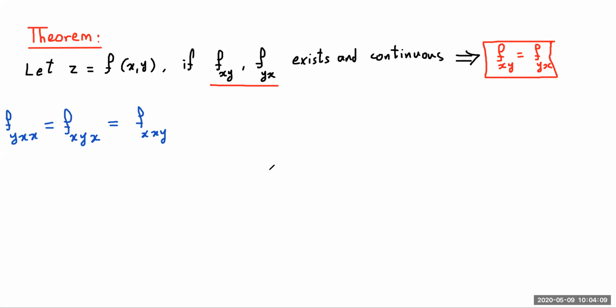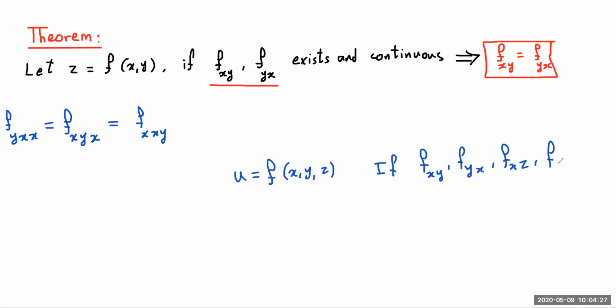Even if we have a function u in 3 variables, x, y, z, f, the partial derivatives fxy, fyx, fxz, fzx, fyz, fzy, if all of these partial derivatives exist and are continuous, then fzy equals fyz. So this is correct, and also fxz equals fzx, etc.